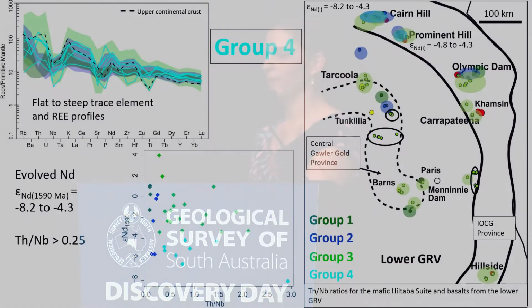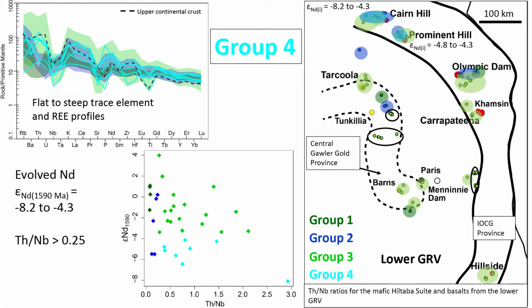These are also reflected by high and variable thorium-niobium ratios and also variable neodymium ratios. Group 4 have only been identified in 2 locations in the northern part of the study area, and they look quite similar to the previous group, except that they exclusively have these quite negative epsilon neodymium values.